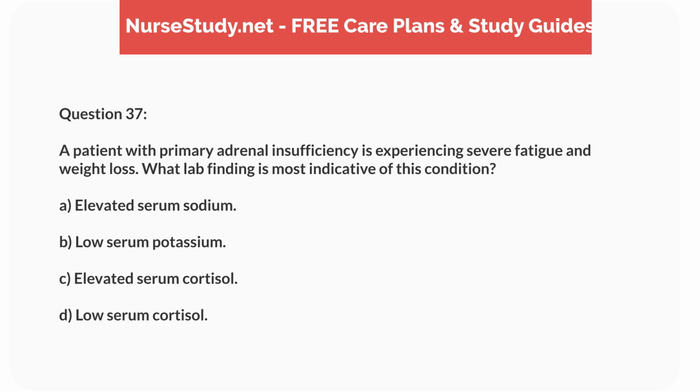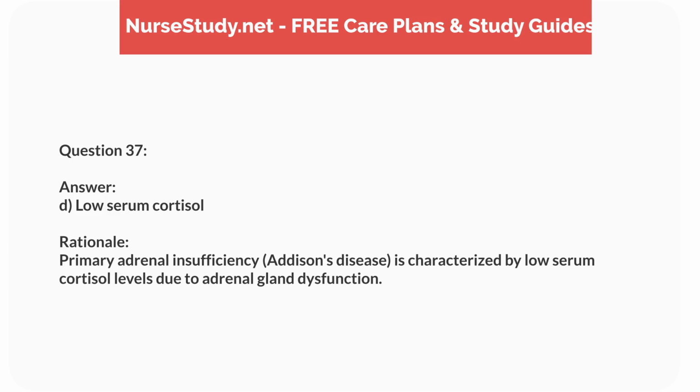Elevated serum cortisol. D. Low serum cortisol. Answer. D. Low serum cortisol. Rationale. Primary adrenal insufficiency, Addison's disease, is characterized by low serum cortisol levels due to adrenal gland dysfunction.